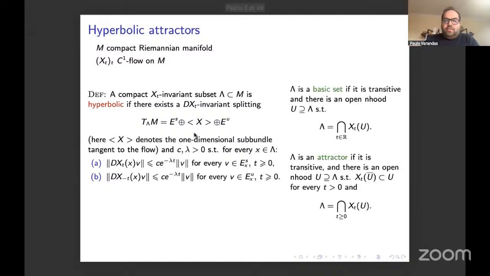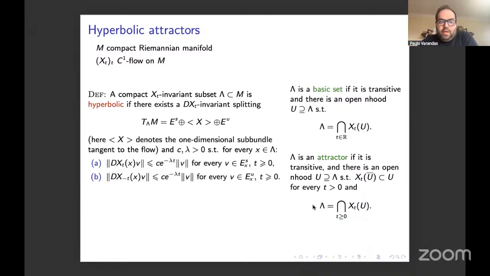Hyperbolic flows or hyperbolic sets have been very well studied, and you say that Λ is a basic set if it is transitive and maximal invariant, meaning that there exists an isolating neighborhood U containing it such that Λ coincides with the set of points which never leave the set U either for positive or negative time. And we say that the set is an attractor if it is transitive and there is an isolating neighborhood formed by points which get attracted to Λ. That is to say that Λ is this intersection, over positive time, of the images of U.